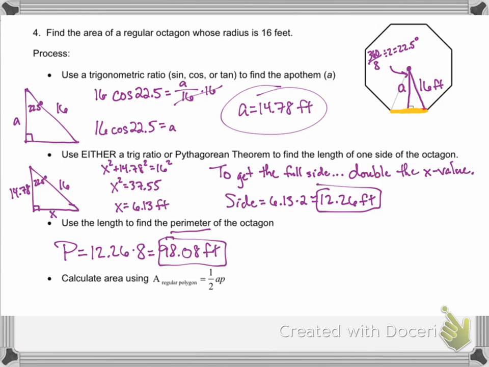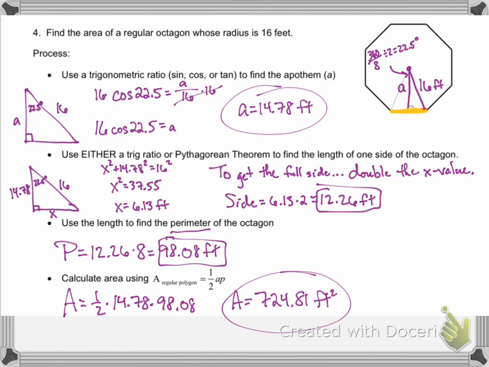You now have the two pieces of info that you need in order to calculate the area. You've got the apothem, you've got the perimeter. So final step, use your formula. So 1/2 times your apothem, which is 14.78, times your perimeter, which is 98.08. You will get a final area of 724.81 feet squared.